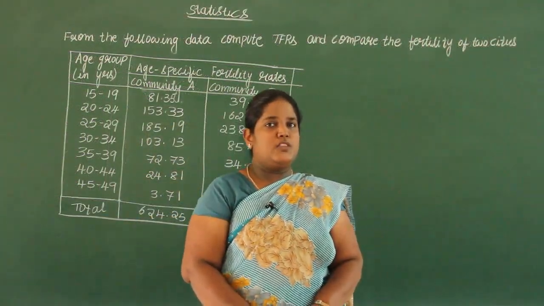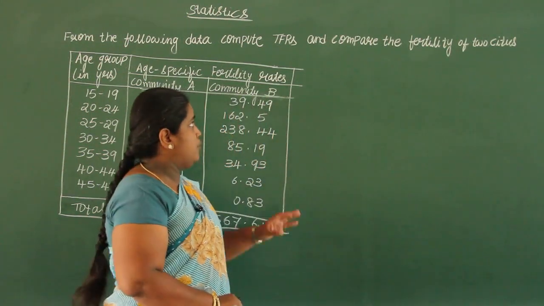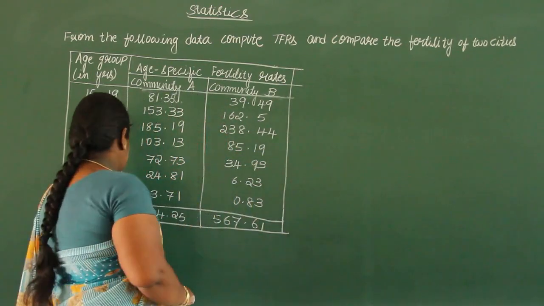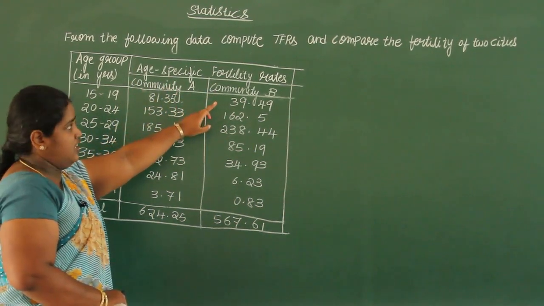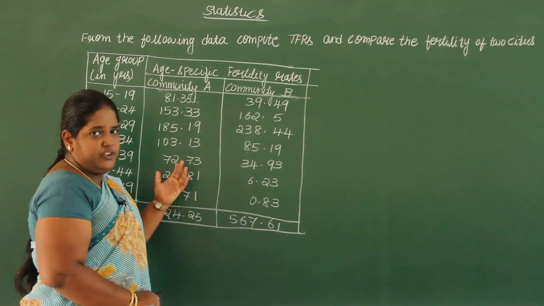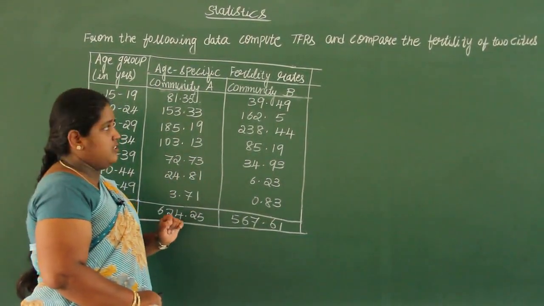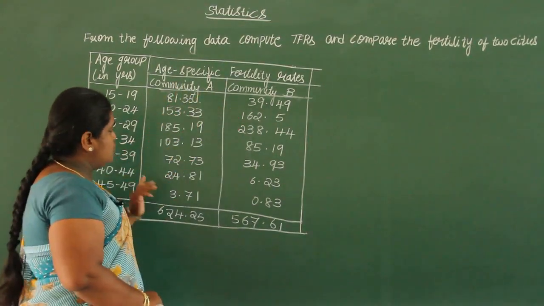Okay, now we'll start with the next problem based on the total fertility rate, and it is the last problem where we are comparing the fertility of two cities. In this one I have specified the age specific fertility rate. In the previous problems the data was given as female population and live birth, and we were finding out age specific fertility rate. But here it is already mentioned, so you have to just do the total of that.